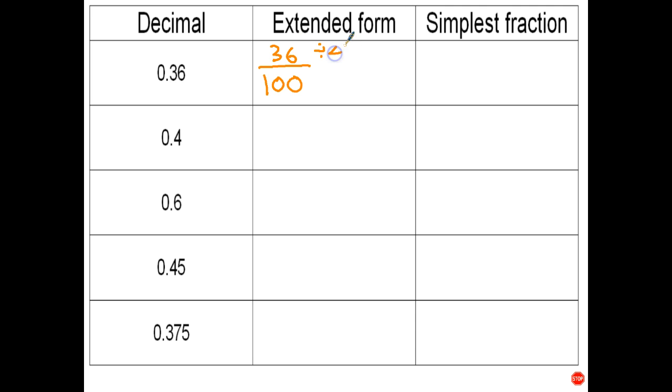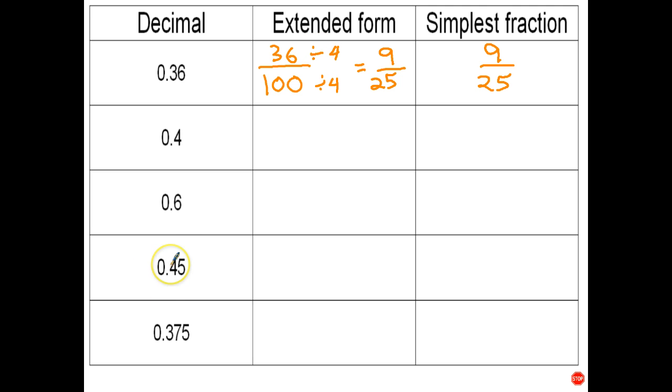I can divide top and bottom by 4. And that's going to give me 36 divided by 4 is 9, 100 divided by 4 is 25. And that simplifies to 9 on 25. So the basic idea is write the fraction with a denominator of 10, 100, or 1,000, depending on how many decimal places you have, and then simplify the way we normally simplify fractions.